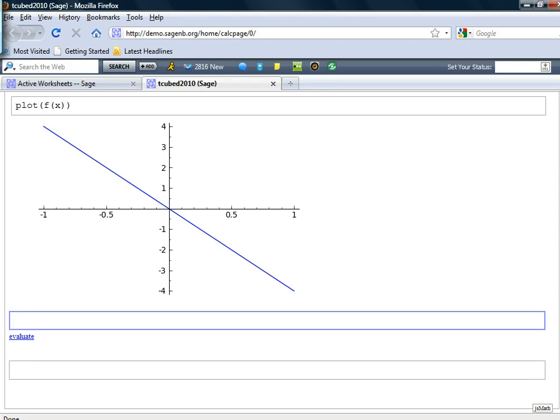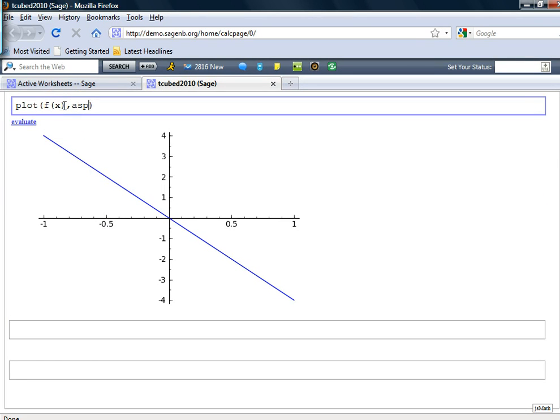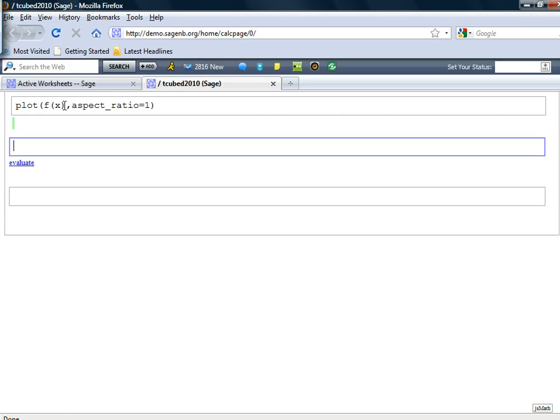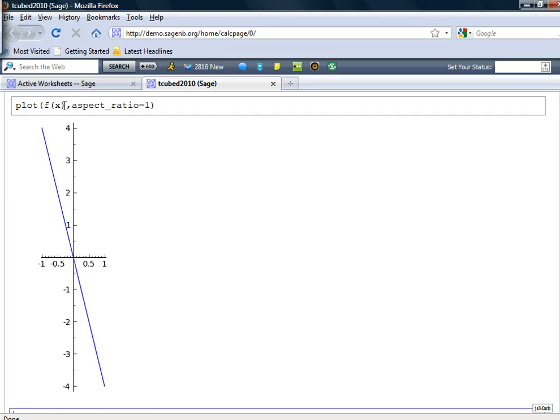But is that a square window? Does that look like a negative 4 slope to you? Not really, right? It defaults to graphing an x-min of negative 1 and x-max of positive 1, and then it just figures out the y-min and the y-max that it needs. But it may not look like the negative 4 slope. Shouldn't that be really steep? So I can fix that. Right before you close the parentheses, you go comma, aspect_ratio equals 1, then run it again. Well, this is really slow, but there you go. That's a negative 4 slope, right?